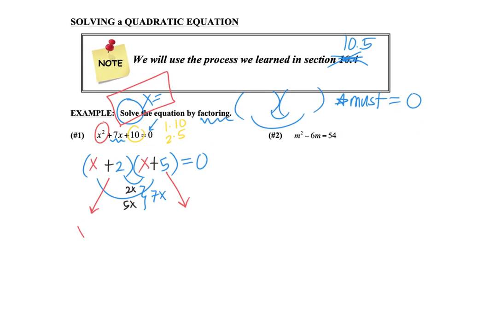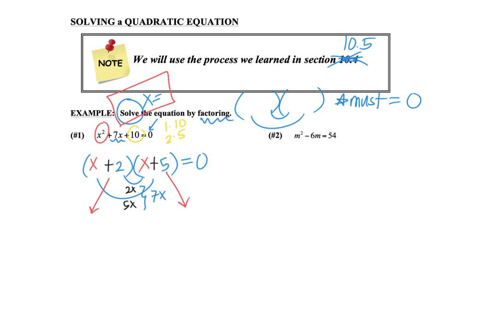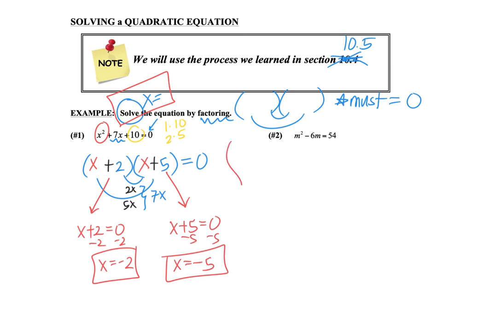Okay, so x plus 2 is equal to 0, or x plus 5 is equal to 0. And these are pretty simple problems. We subtract the 2, so x is equal to negative 2. If I subtract a 5, x is equal to negative 5. So right there, now I'm done. So it's the same as what we've been doing, but it's just one extra step. Good.